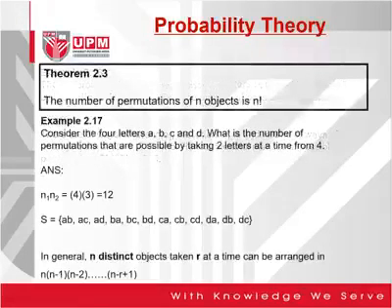Now we come to theorem 2.3. In the previous one, we have three objects. How many ways for us to arrange them? It is 3, 2, 1. But sometimes it's not necessary to use all of them. We just want to use part of them. Like example 2.17. Consider the four letters A, B, C, D. What is the number of permutations possible by taking two letters at a time from 4? So you have 4 letters, but you only get 2 letters. How many ways can you arrange them?